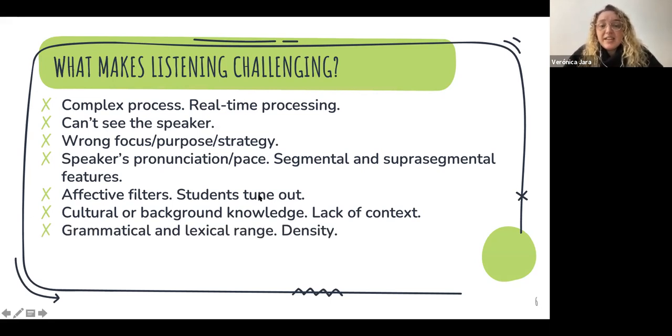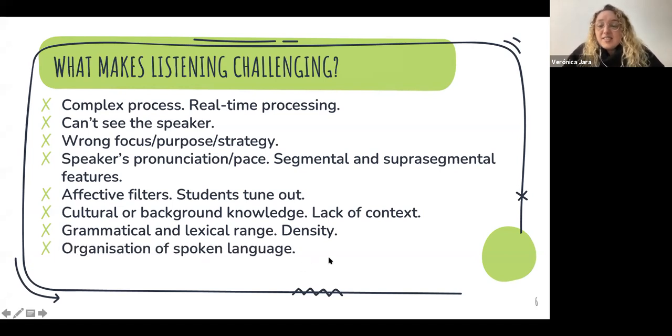Also the grammatical and lexical range, right? The variety of structures and vocabulary that the listener has. But also the density of the listening text, right? Sometimes there are materials that have many new grammatical structures or unknown vocabulary, right? So that also makes it a bit more challenging to students.